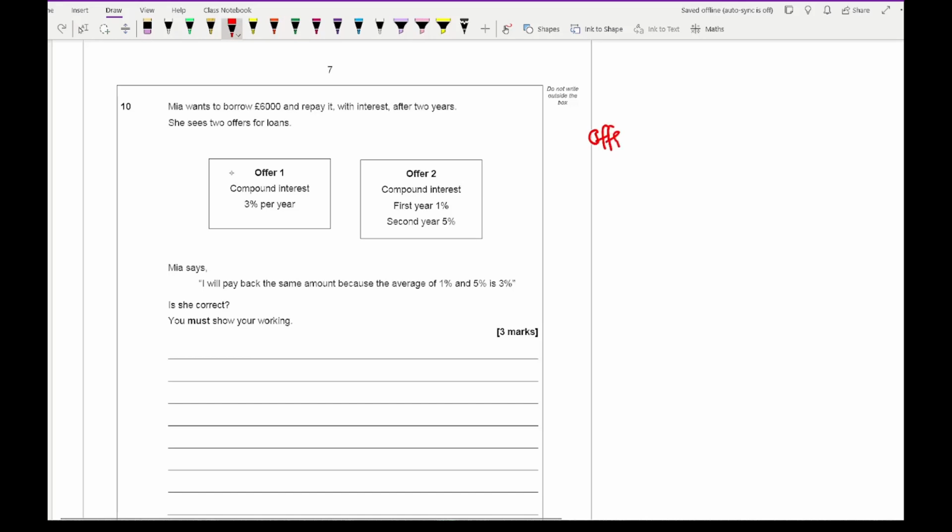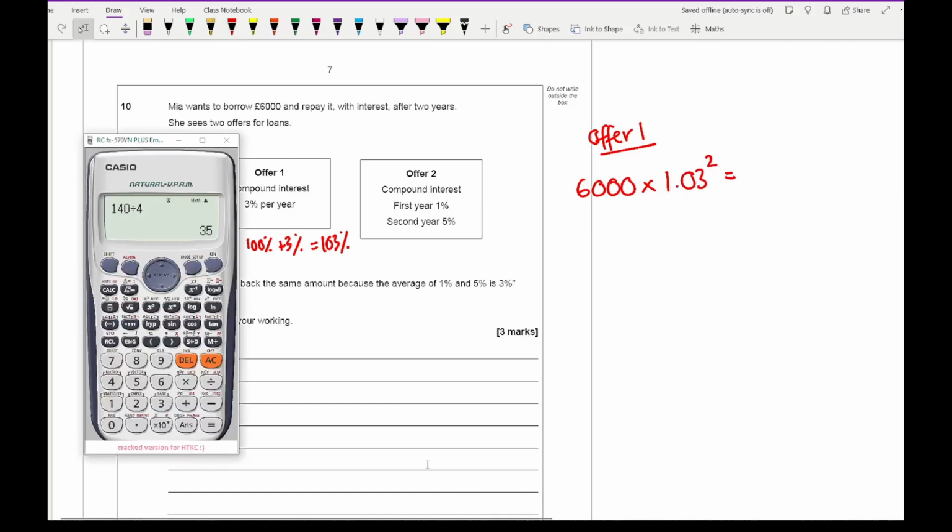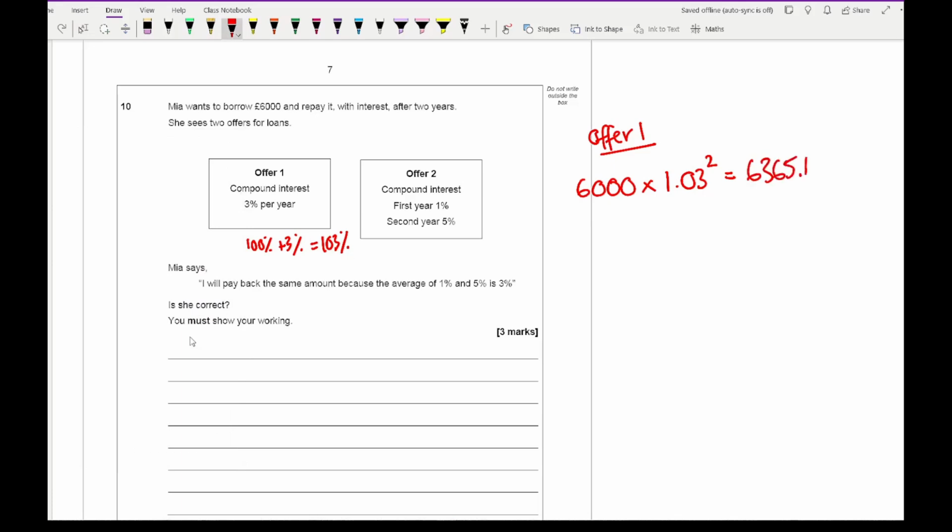In terms of offer 1, we're looking at compound interest of 3% over 2 years. So the original amount is 6,000 multiplied by 100% plus 3%, which is 103%, and as a decimal that is 1.03, over 2 years. If I reach for the calculator and enter that in, I've got 6,000 multiplied by 1.03 to the power of 2, press equals, and it gives me an amount of £6365 and 40 pence.